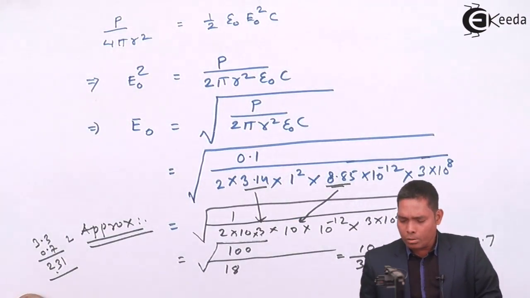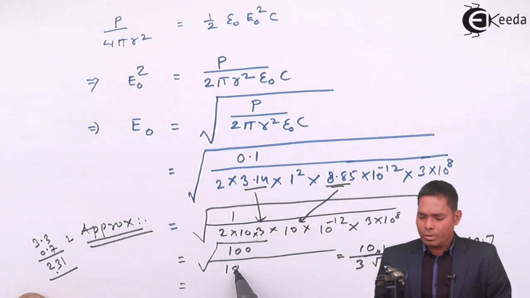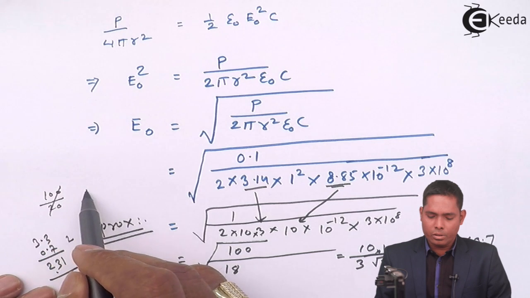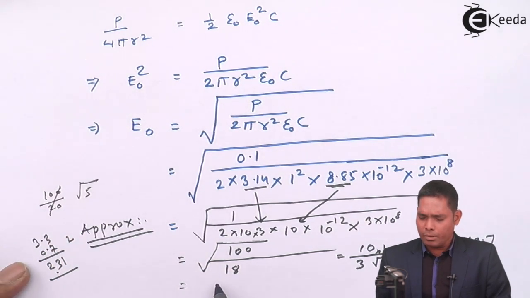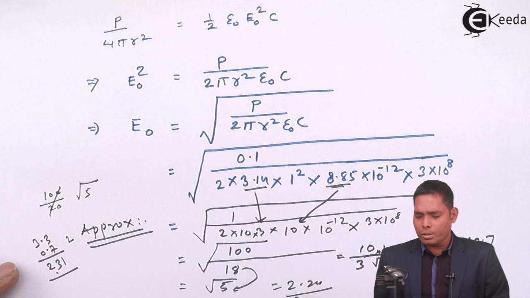Again, I will also tell you, if you don't want this also, then also you can go for approximations. Like I can make it 20. 18, I don't want 18, I can make it 20. If I make it 20, then it will be 100 divided by 20. So this is 5, root 5. This is very simple. Root 5 is 2.24. So 2 point something is coming out. That is the answer.